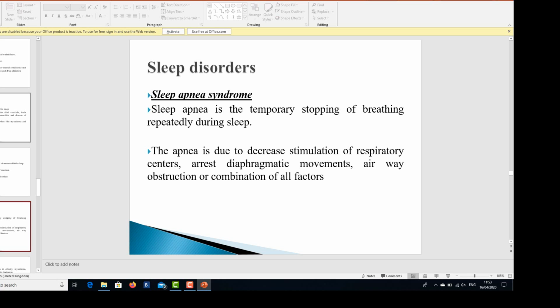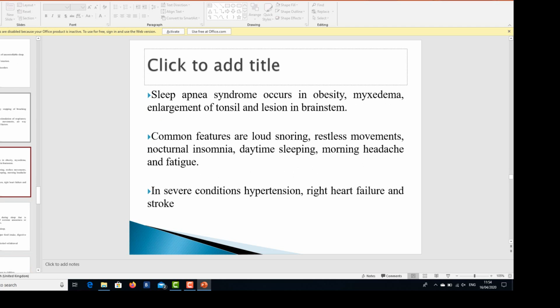Sleep apnea syndrome. Sleep apnea is the temporary stopping of breathing repeatedly during sleep. The apnea is due to decreased stimulation of respiratory centers, arrest of diaphragmatic movements, airway obstruction, or combination of all factors. Now, sleep apnea syndrome occurs in obesity, myxedema, enlargement of tonsil, lesion in the brain stem.